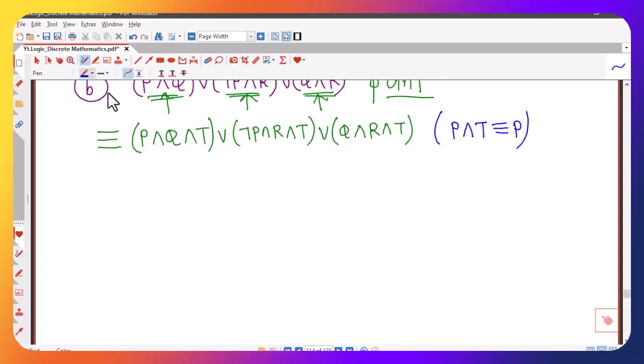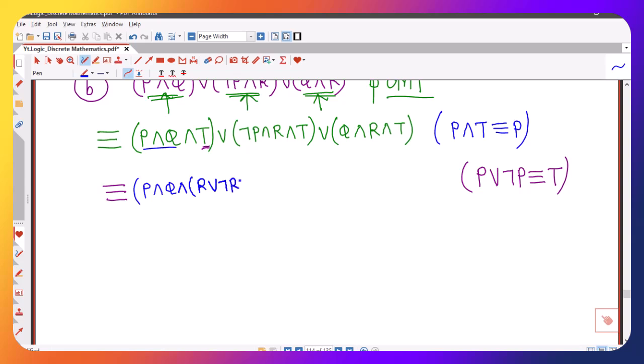Now in the next step we will use the formula that if I have p or negation p, then that is logically equivalent to capital T. Therefore we can replace capital T by appropriate variables. Here we have 2 variables p and q, so I will replace capital T by r or negation r.